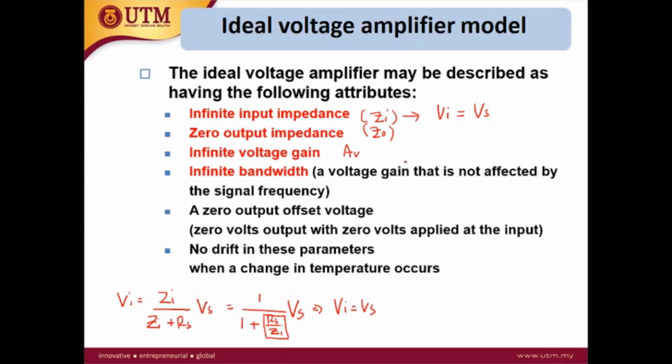The second is zero output impedance. If the output impedance is zero, VL will equal AVOC times Vin. This means the produced output voltage will all go to the load, so it will be consumed by the load. There is no voltage drop at the output impedance because there is no output impedance. And then the third one is infinite voltage gain. So this is the ideal part.